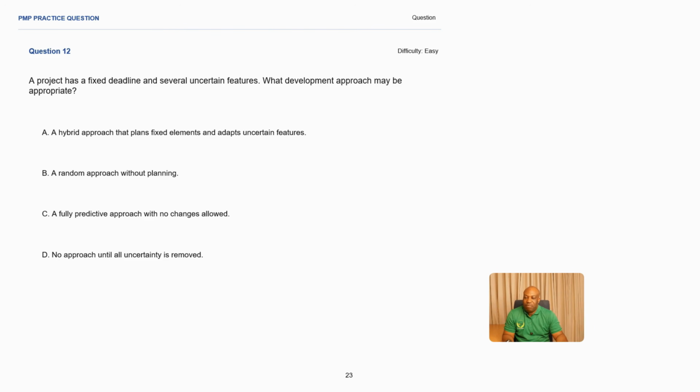Okay, practice question number 12. A project has a fixed deadline and several uncertain features. Okay, what development approach may be appropriate? So you need to look at the development approach. This is what we are looking for. And what is the issue here? It has got a fixed deadline and several uncertain features. So which means our timeline is fixed, and we have so many uncertain features. So let us now go through the answers. The difficulty level here is still easy.